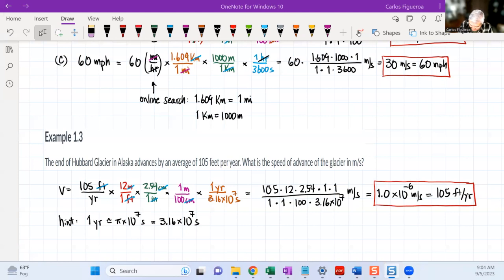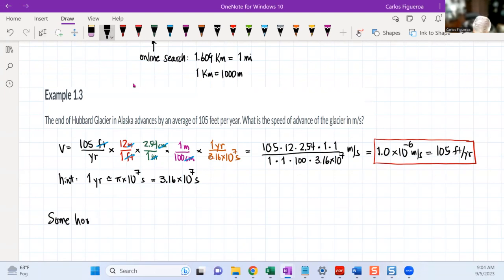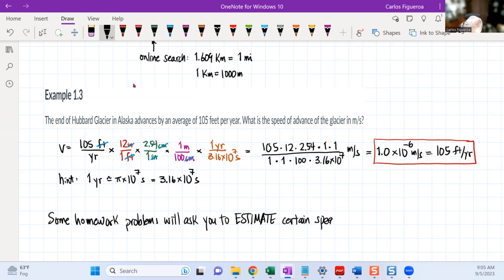As an example of this, I'm going to say here that some homework problems will ask you to estimate certain speeds, like how fast does your hair grow?